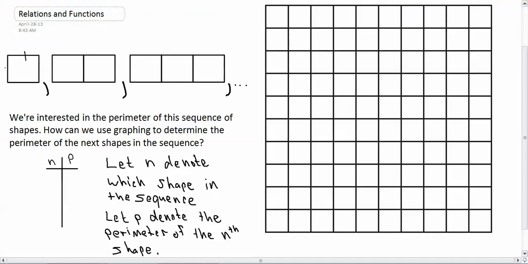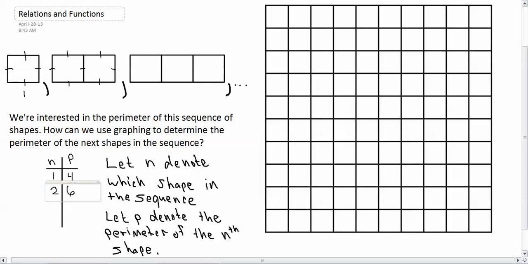So let's take a look at getting some data here. We're going to assume that these are squares, so all their sides are equal, and we're going to say that they're unit squares, so they're all of length 1. The first shape has a perimeter of 4. Our second shape has a perimeter of 1, 2, 3, 4, 5, 6. We don't count this middle side because it's not part of the exterior, it's part of the interior. So this has 6. I want you to pause the video and tell me what the perimeter of this third shape will be.